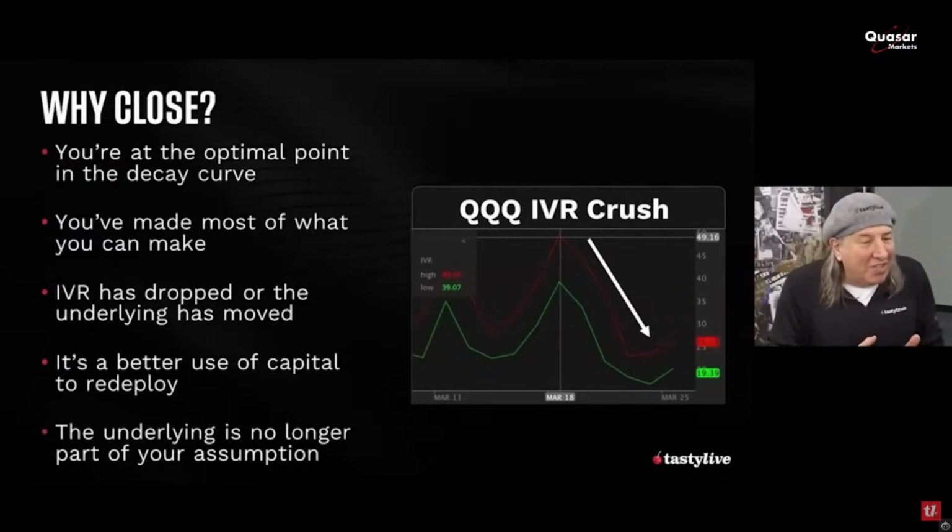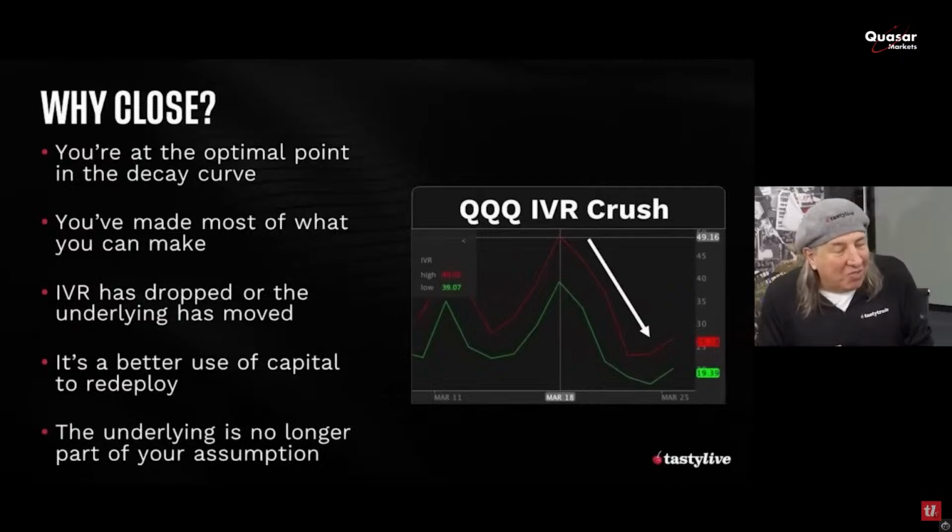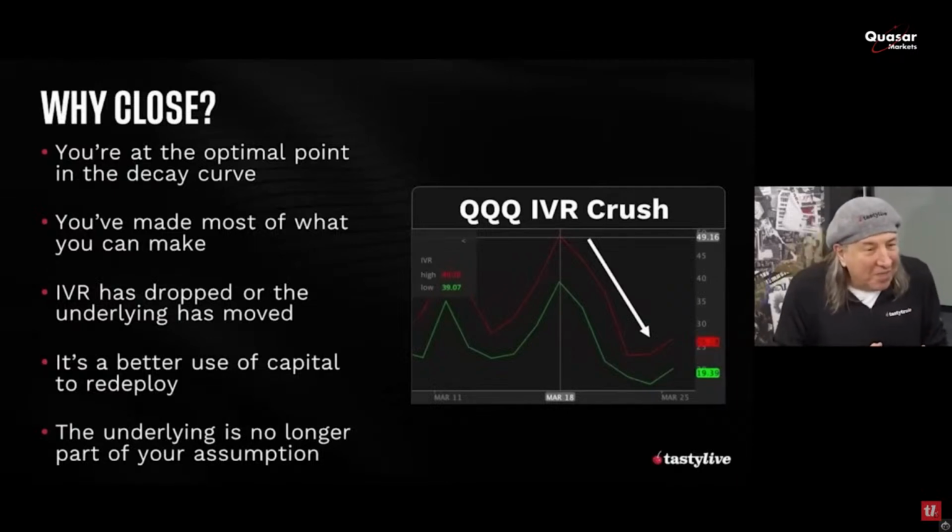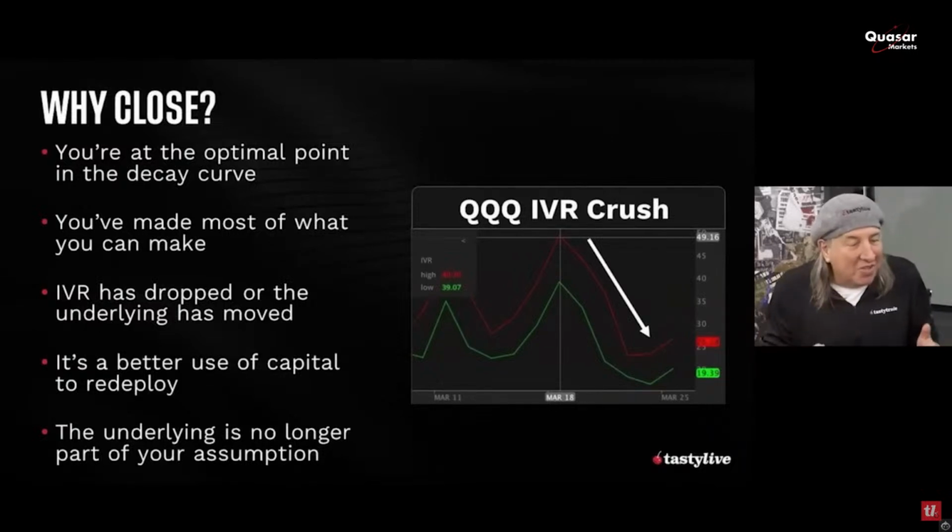Why close? The implied volatility rank, which when you put the position on was quite high, is now low because the IVR has dropped, because the underlying has either moved or it did what it was going to do or had its earnings, whatever it was. So the IVR has dropped, so it's no longer an attractive play.